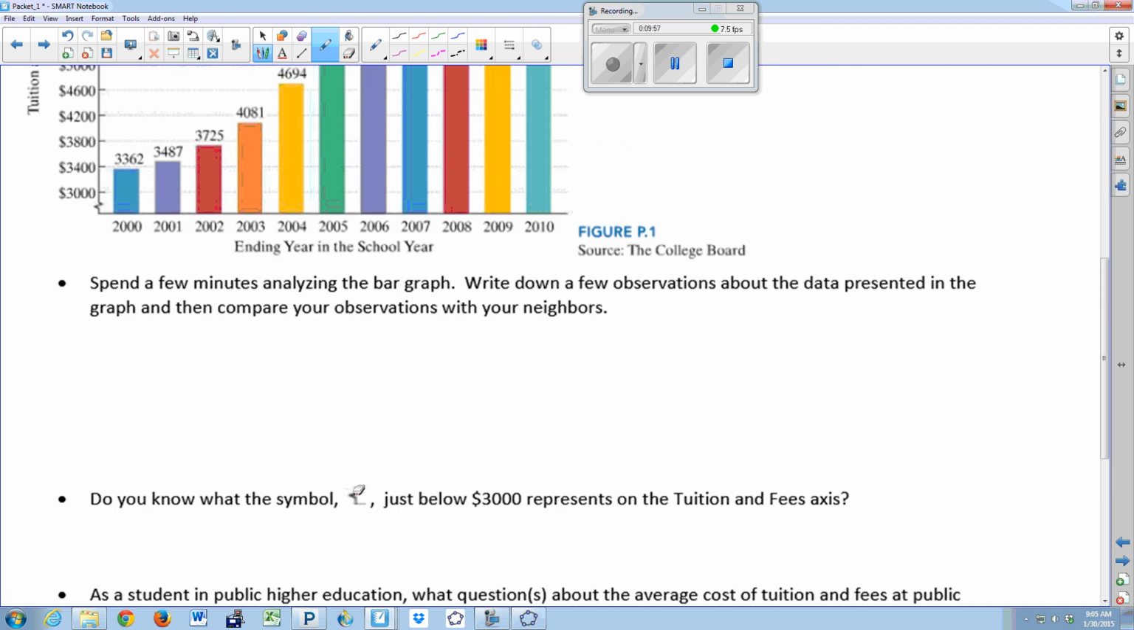What does this little squiggly mean in the vertical axis? Right, so instead of there being a 0 here, and it actually can change how the graph looks visually. That's why you always have to be aware of that. There's no values between 0 and 3,362. So they basically took a scissor and cut at 0 and just under 3,000 and squished it down, right? So these aren't really tall. If we started at 0, they'd be so tall, right?